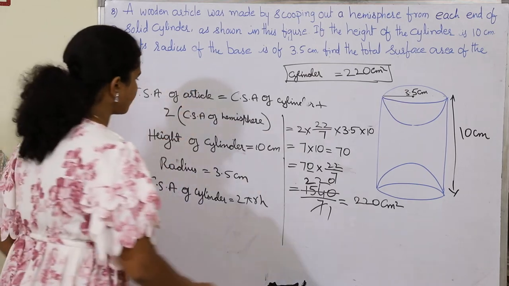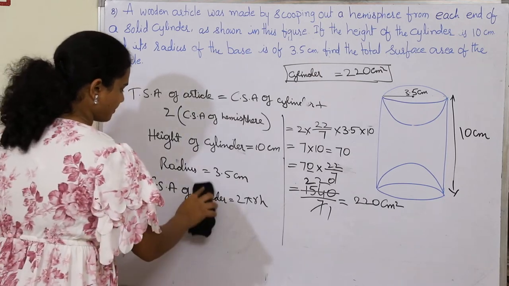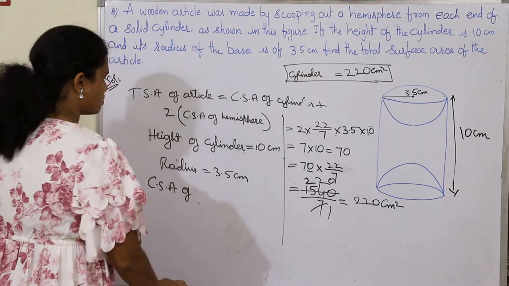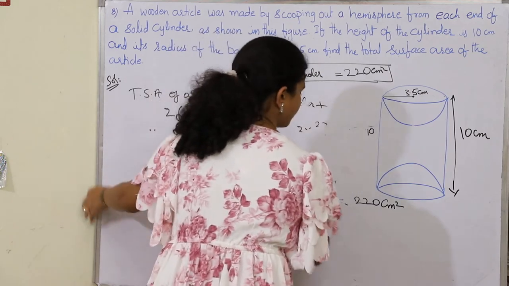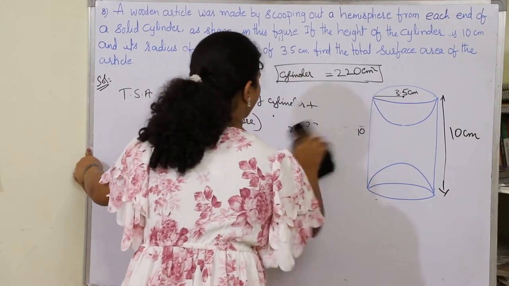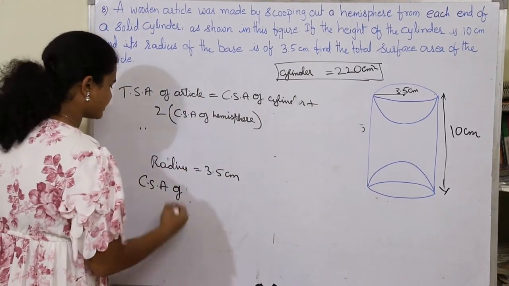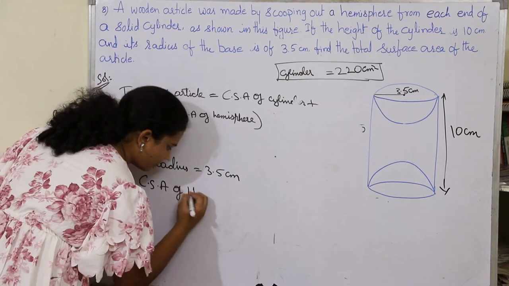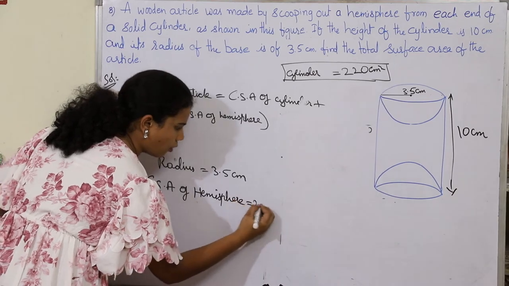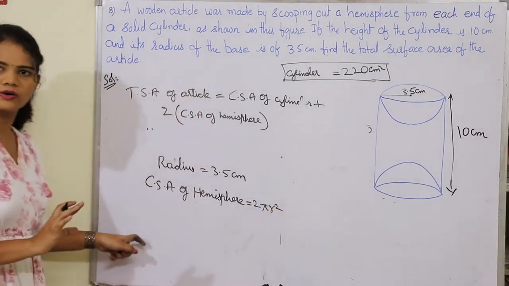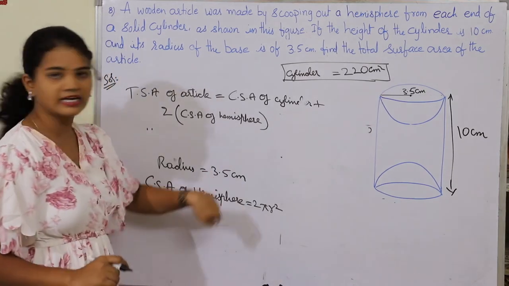Now here you have curved surface area of hemisphere. Now find the CSA of hemisphere, guys. To find CSA, curved surface area of hemisphere, the formula will be 2 pi r square. Okay? Curved surface area of hemisphere equals 2 pi r square. So r value is 3.5 centimeters, right?